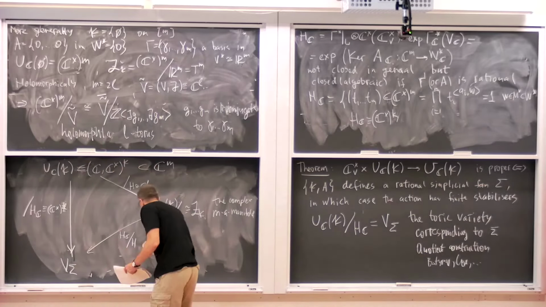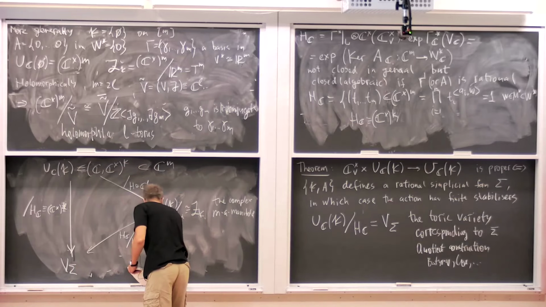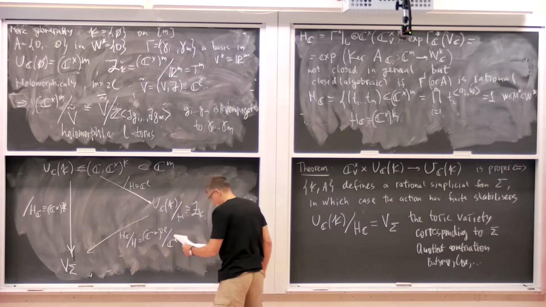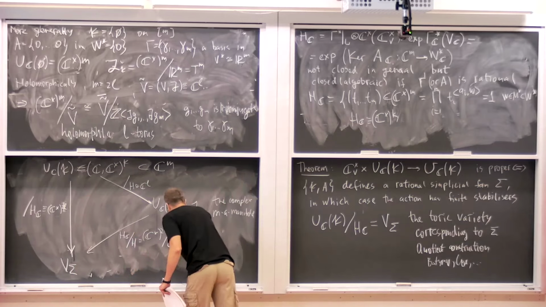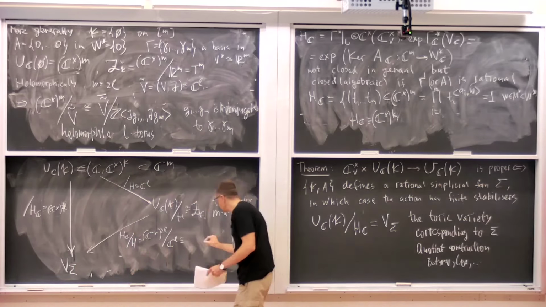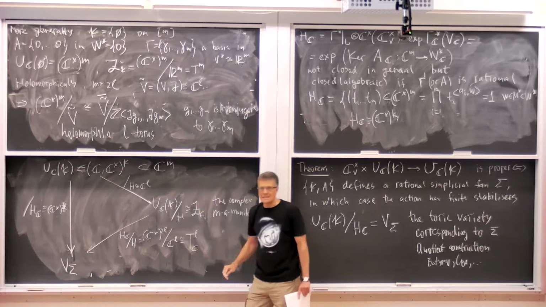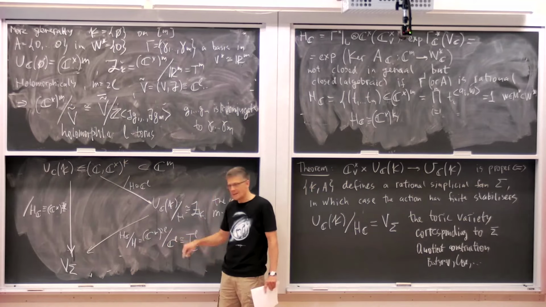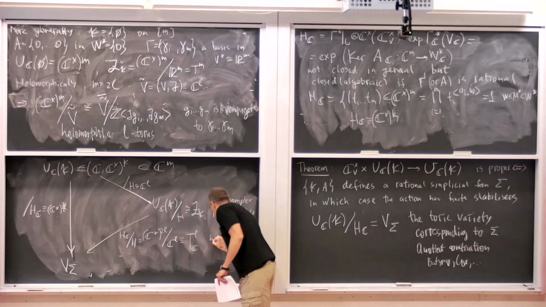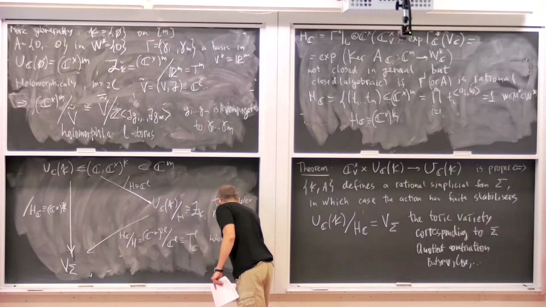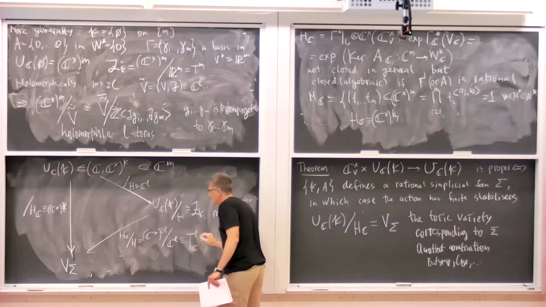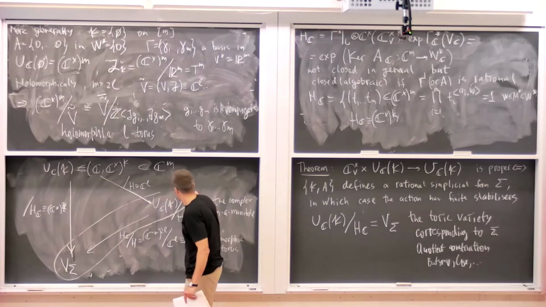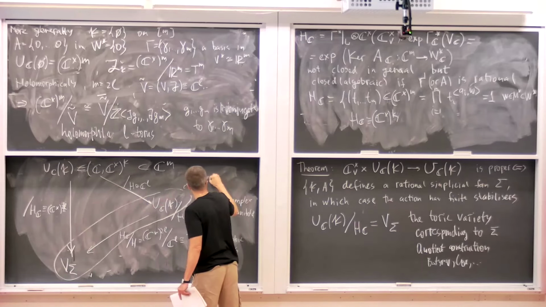So this is just a slightly unusual way to write down a holomorphic torus. Instead of writing it as a quotient of CL by a full rank lattice, we write it as a quotient of C star to the power 2L by CL. So this is a holomorphic torus. So that's a holomorphic torus bundle.